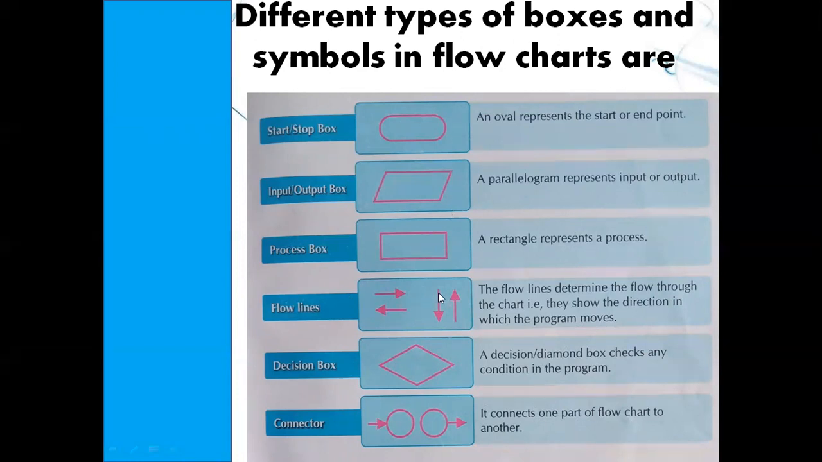Now next is this arrow. Four directional arrows are there: left, right, up, down. So these four directions show which way the flowchart is flowing: downward, upward, left side, right side. So that direction is denoted by these flow lines.